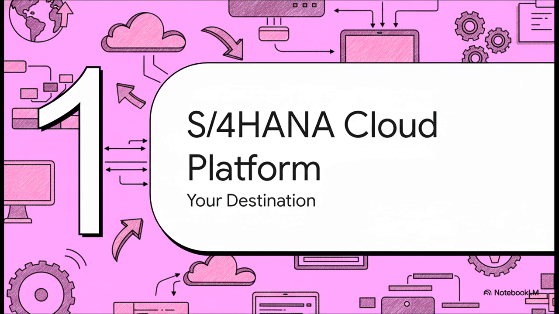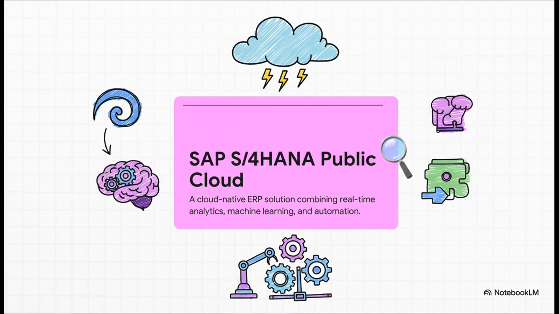So what is this SAP S4HANA Public Cloud? And maybe more importantly, why should you, as a developer, care about it so much? So at its heart, it's SAP's big flagship ERP solution. But here's the kicker. It's been totally rebuilt for the cloud. And the key phrase here is cloud native. This is so important. We're not just talking about some old system they threw onto a server somewhere. Nope. This thing was designed from the ground up to really take advantage of all the cool stuff the cloud offers, like real-time data, built-in machine learning, and some seriously smart automation.